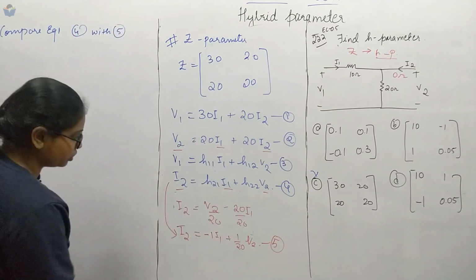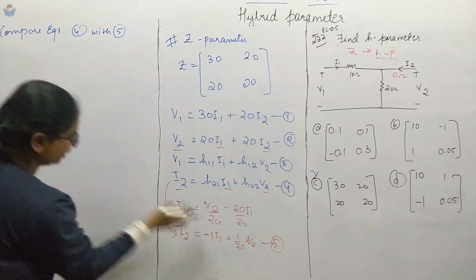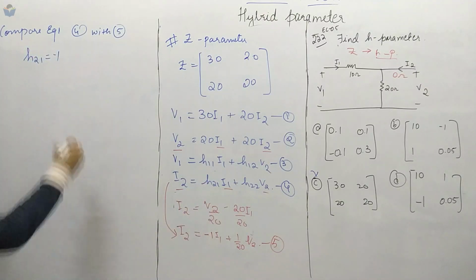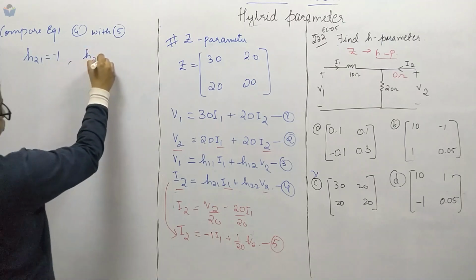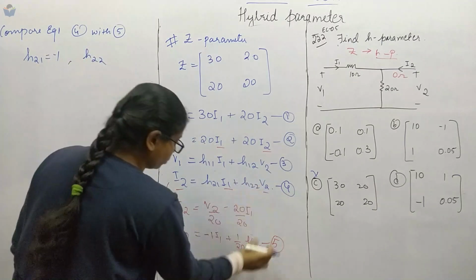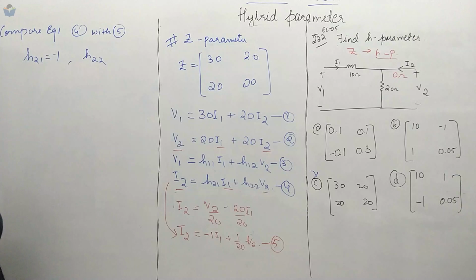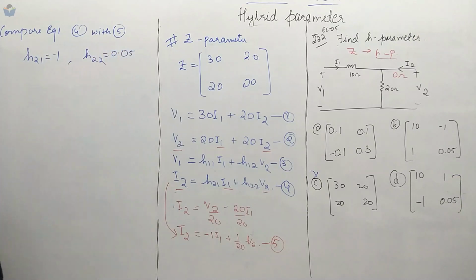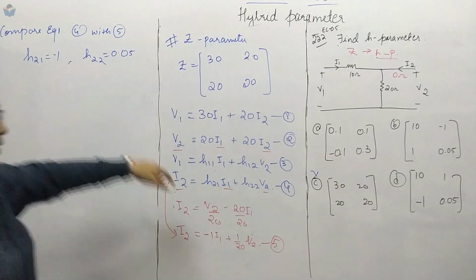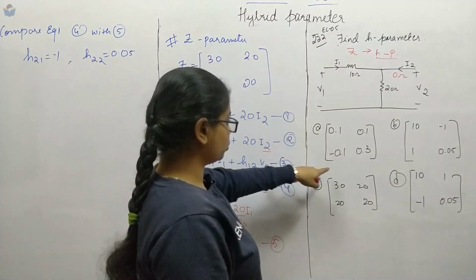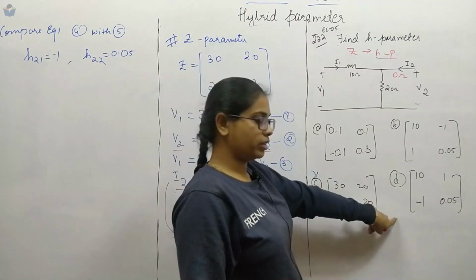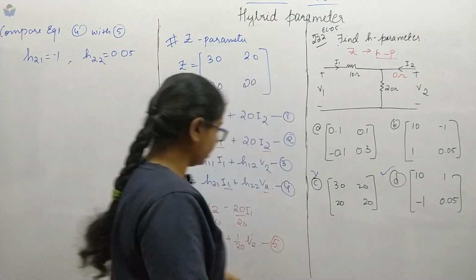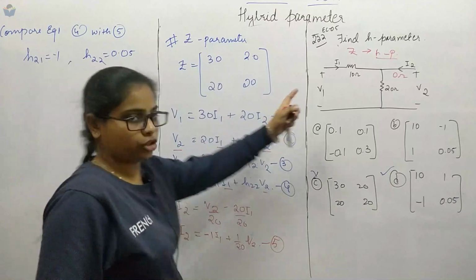So what parameters will you get? When you compare, H21 is equal to minus 1. Similarly, H22 is 1 over 20, nothing but 0.05. Now that we have these two parameters, check the options. The first should be minus 1, and we have that in option D. So this is the right answer. With only this equation we can find the answer for this question.